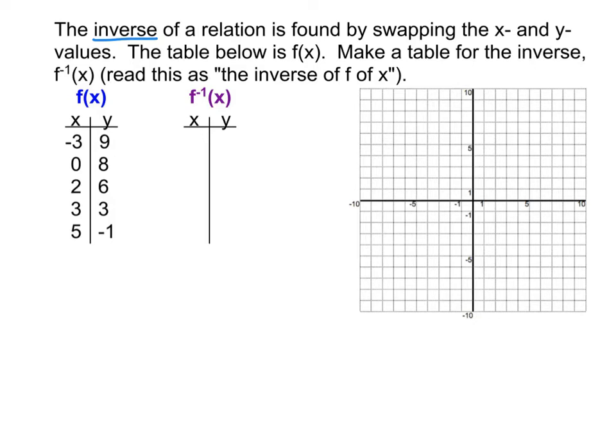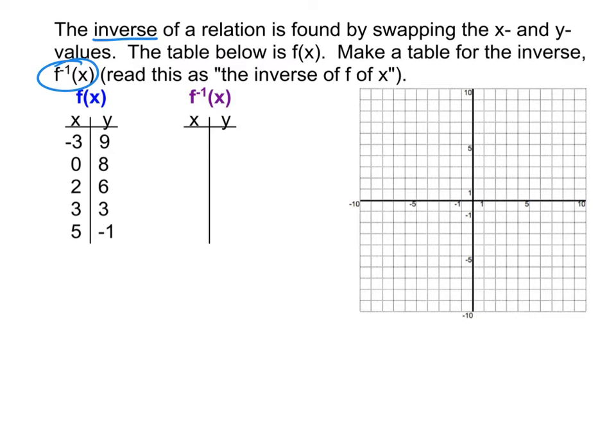All right, so in this case, we have a table for f of x, and we want to make a table for the inverse of f of x, which is written as that. Now, that looks like f to the power of -1 of x, and that's basically how it actually gets typed and written. But it doesn't mean to the power of -1. That power of -1 actually means inverse. So we read that as the inverse of f of x.